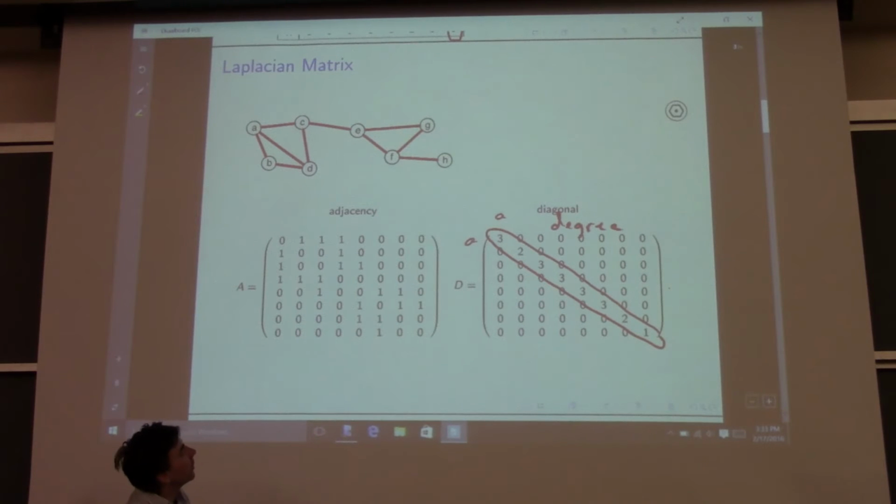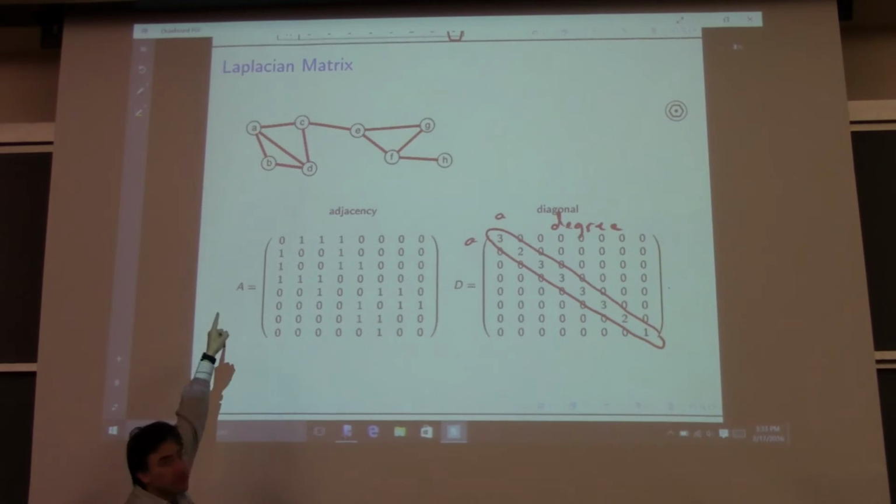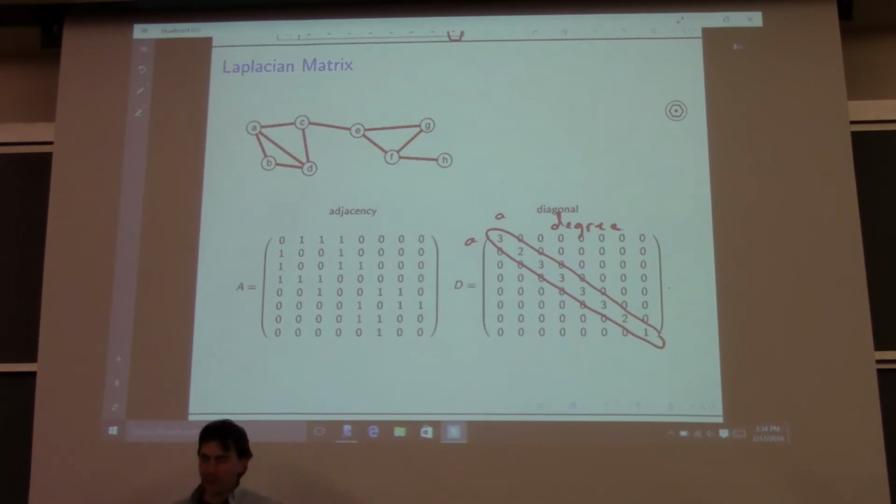But in general, what's counting is the degree of every vertex. So it's how many edges does that vertex have. A has edges with B, C, and D, so its value is 3. B has edges with just A and D, so the value is 2, and so on. Okay, so again, very simple.